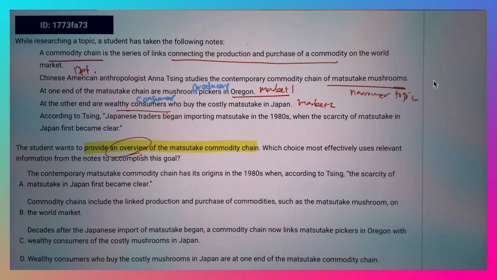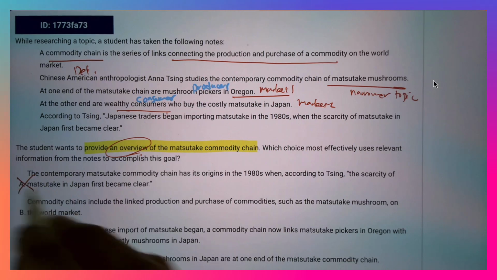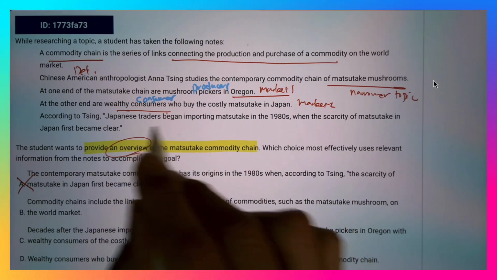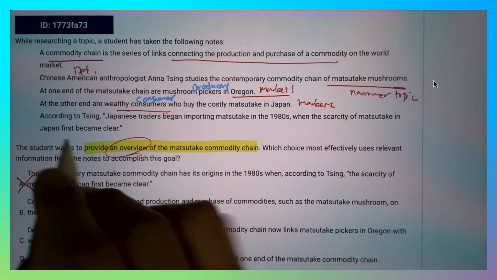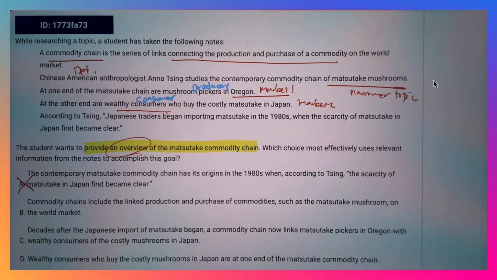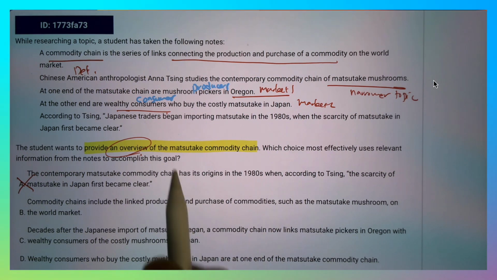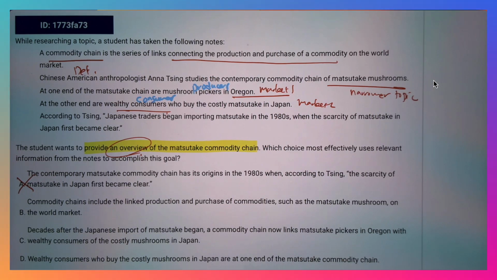So let's look at choice A. The contemporary Matsutake commodity chain has its origin in the 1980s when, according to Tsing, the scarcity of Matsutake in Japan first became clear. This is not really an overview, because it just mentions the last line and totally ignores the other aspects, like the two markets that exist. So A is not correct.